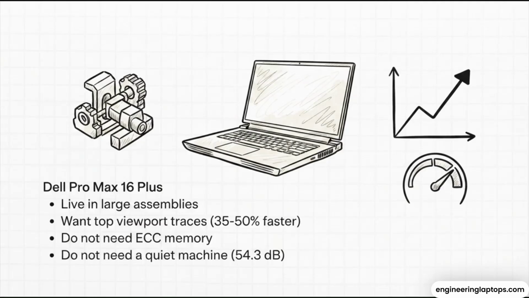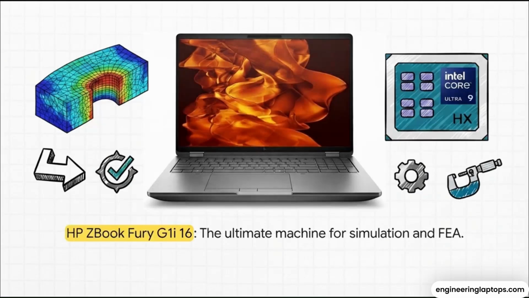Do not buy it if your quality process requires ECC memory, because Dell simply doesn't offer it at any price on this model. Also, heads up if you need to work in a quiet office. Under heavy load, it hits a very loud 54.3 decibels, and the CPU can run incredibly hot, sitting right around 96 degrees Celsius. Next up, for the simulation specialists out there, we have the HP ZBook Fury G1i 16.